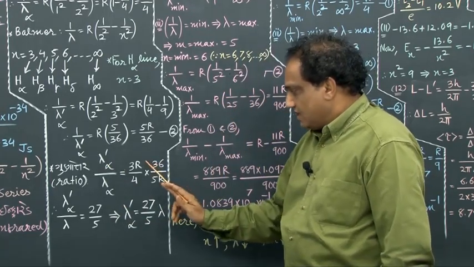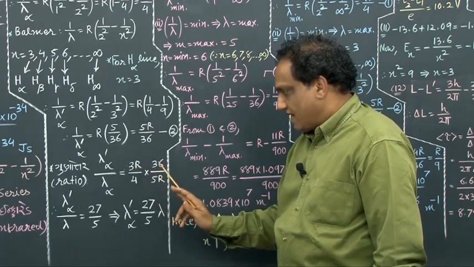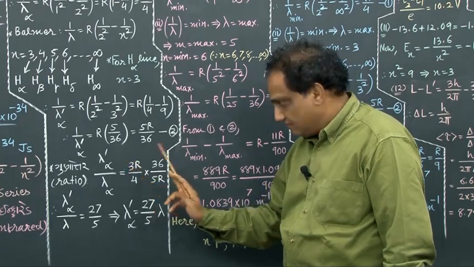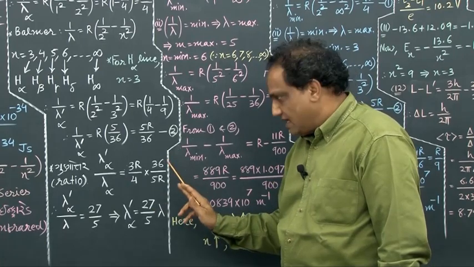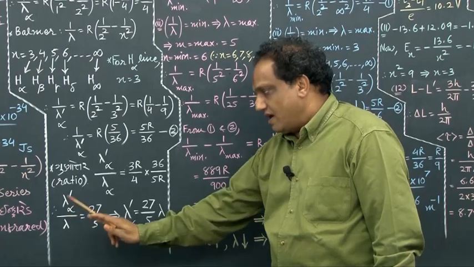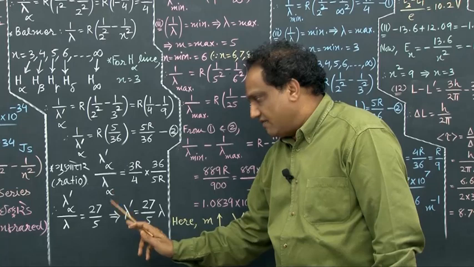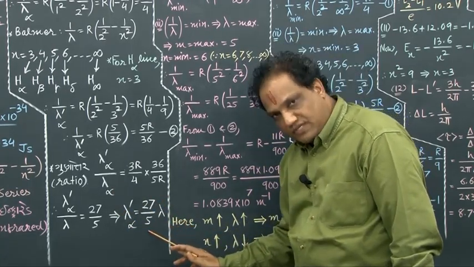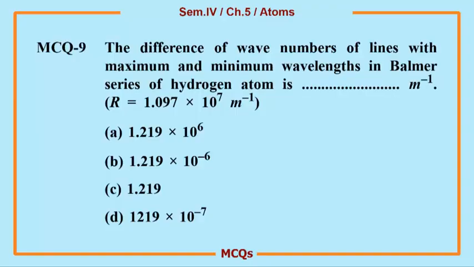Now this R will cancel. 4 9s are 36. 9 3s are 27 upon 5. I repeat, 4 9s are 36, 9 3s are 27 upon 5. I want lambda alpha dash, so transfer this lambda. So lambda alpha dash will be 27 lambda upon 5. Got it? Fine. Kindly read the statement of number 9.